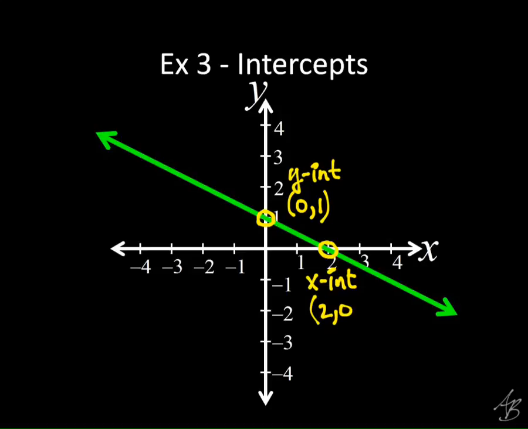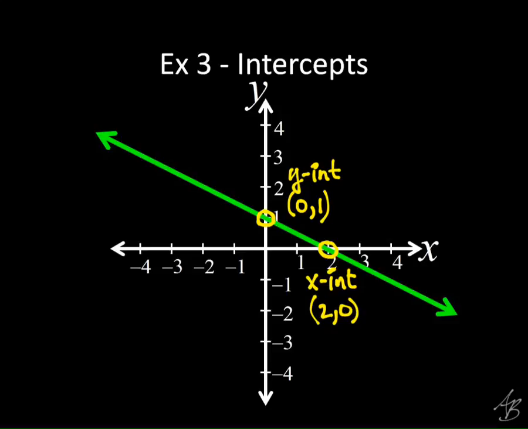2, 0. So notice that the 2, the x value, is where it crosses the x-axis, and the y value is 0 because we don't go up or down on the y-axis to get to that point. It's just straight over. That's a really important idea, that when we're getting intercepts, either the x or the y will always be 0.